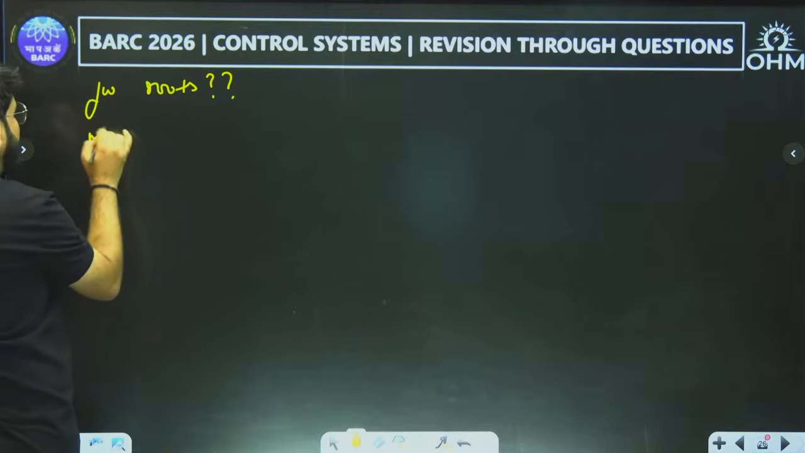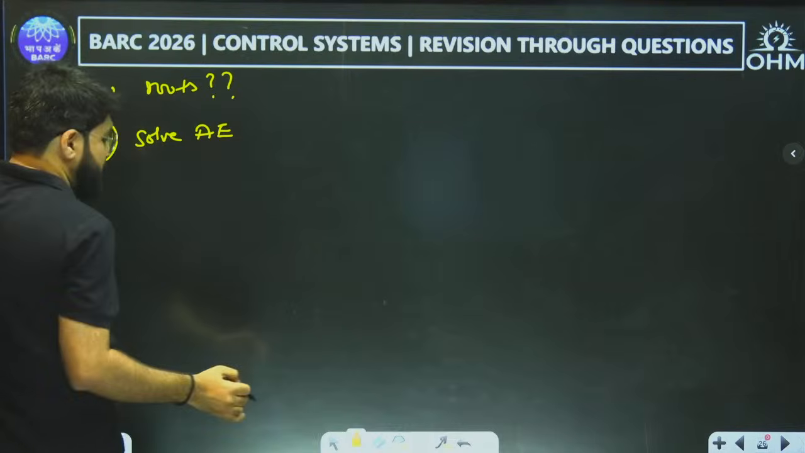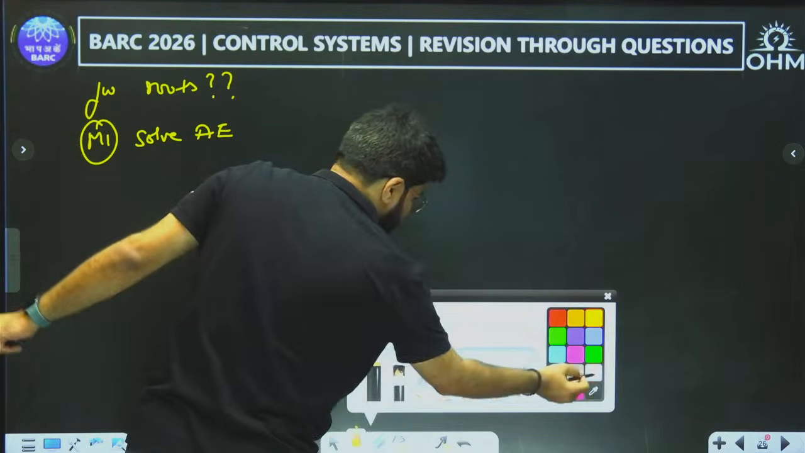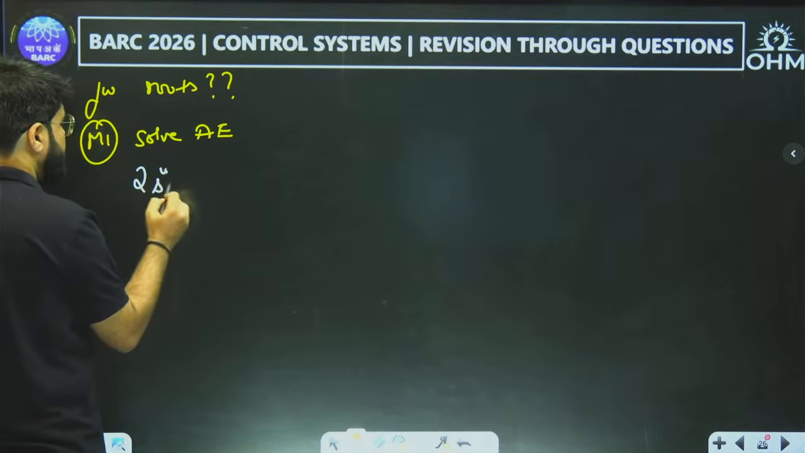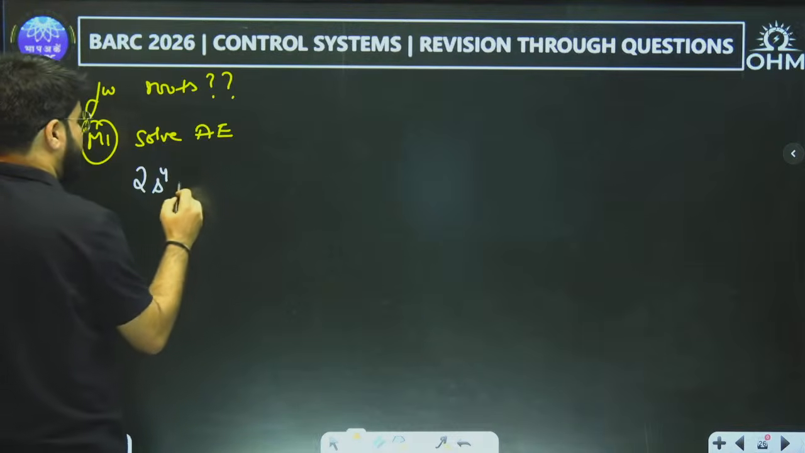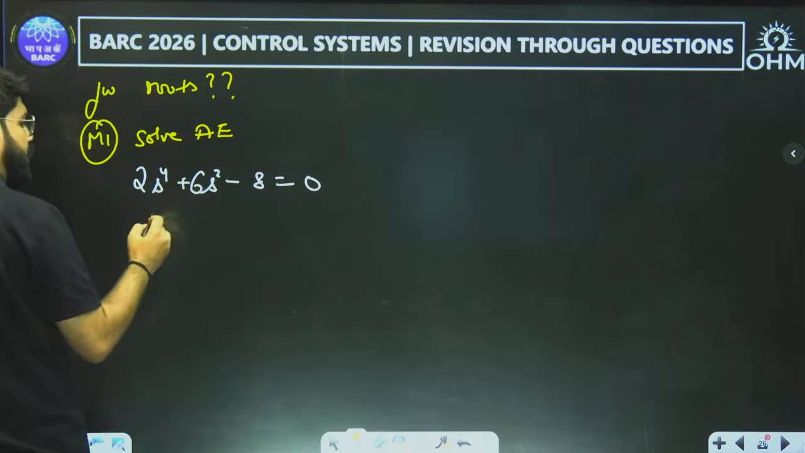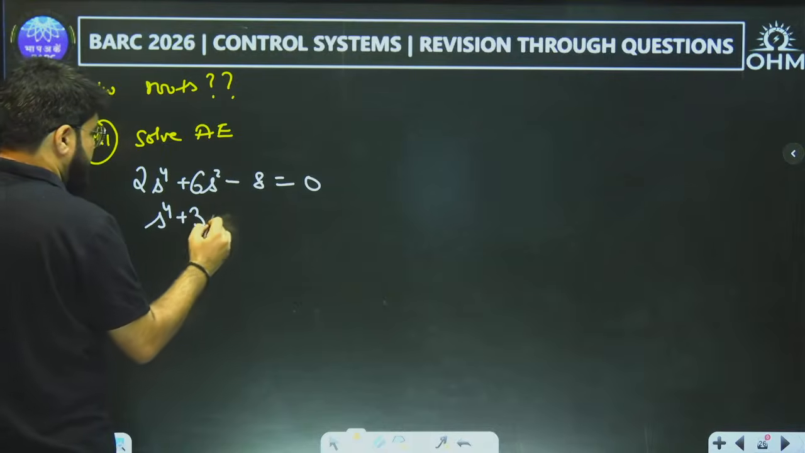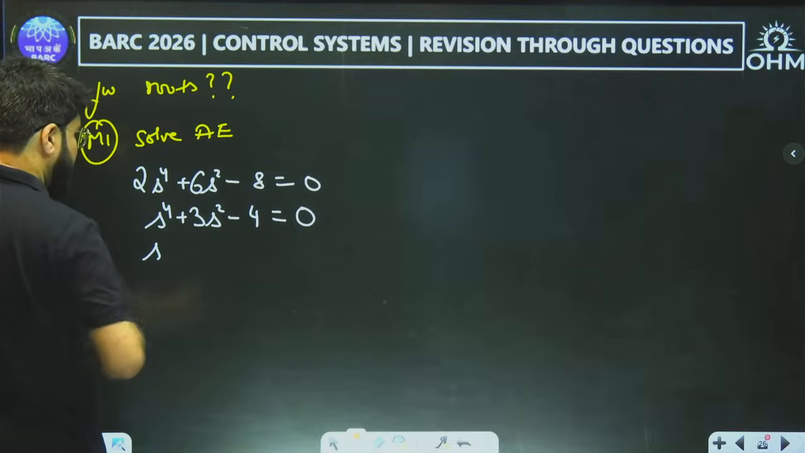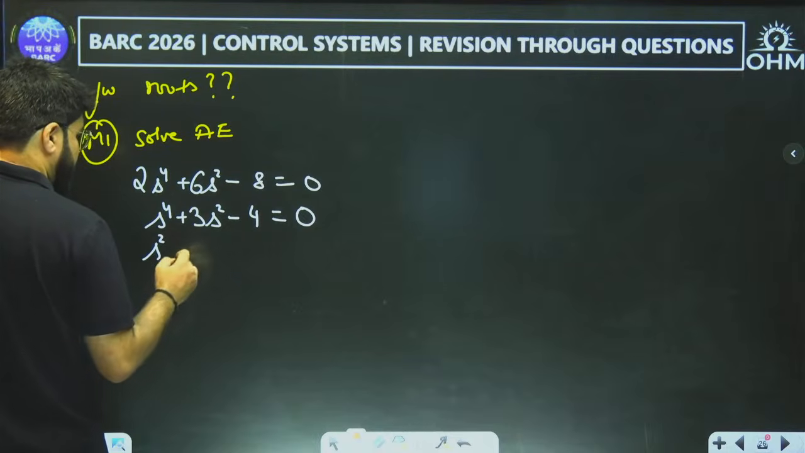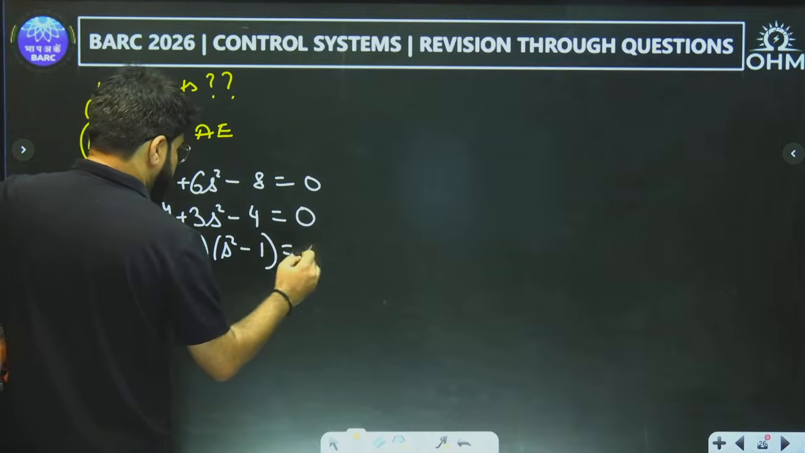Now method number 1, which you will not do actually, but I am just telling you for this question: solve the auxiliary equation. We cannot solve it every time, but just understand, this is one possibility. What is that auxiliary equation? Auxiliary equation: 2s power 4 plus 6s square minus 8 equal to 0. First let me divide by 2, so s power 4 plus 3s square minus 4 equal to 0. How will I factorize? I can factorize as s square plus 4, s square minus 1 equal to 0.